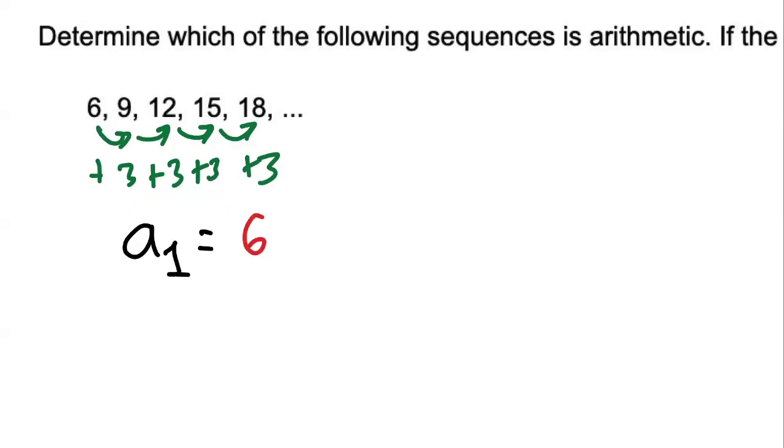Very good. See, it's not too bad. And then what's the common difference? There you go. See, you guys have learned math. So a sub 1 is 6, and then the common difference is just 3. But instead of saying the first term, we just write a sub 1.